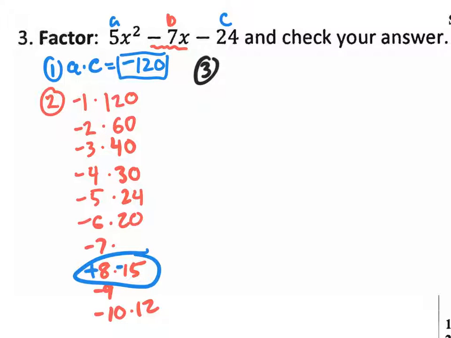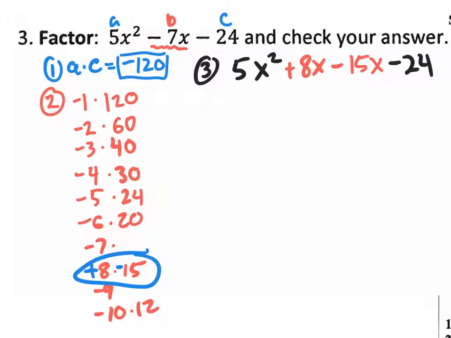So here's where it gets weird. Step 3, you're going to rewrite your trinomial as a polynomial by changing your middle value to these two numbers that you found in step 2. So the first number, 5x squared, is going to stay exactly the same. Now, this negative 7x, I'm going to rewrite as positive 8x minus 15x. And at the very end, the minus 24, I'm going to write that at the end. So I've converted my 3-term polynomial to a 4-term polynomial.